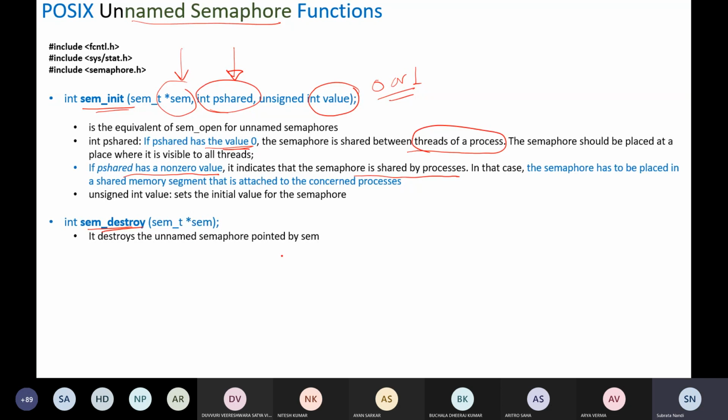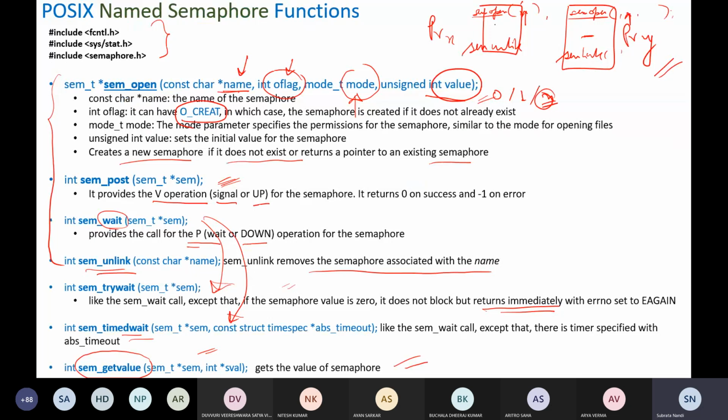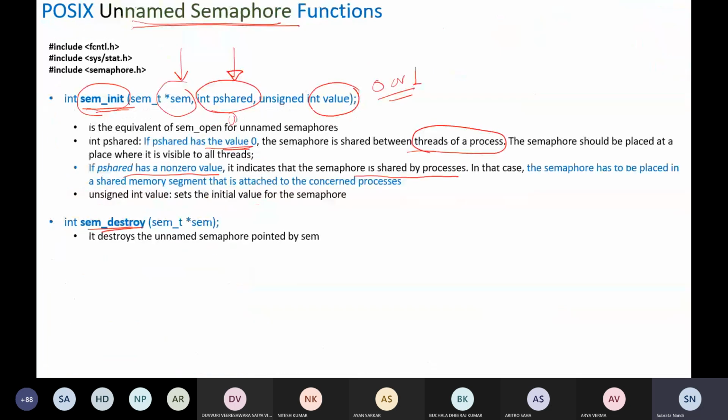When you are dealing with semaphores used by threads, it's better to use an unnamed semaphore, use sem_init instead of using a named semaphore, and in that case set the value 0 here. We'll have some examples of this in the book by Stevens. And sem_destroy is just to destroy that semaphore. The rest of the operations will be the same. Rest of the operations means sem_post and sem_wait will be the same for both named and unnamed POSIX semaphores.